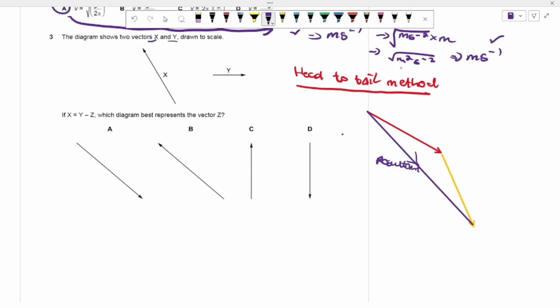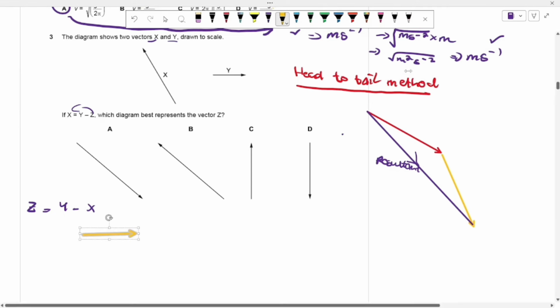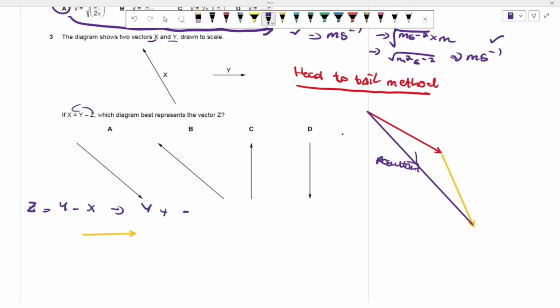So here we want to find z. I know that z is going to be equal to, if I put z on the other side, y minus x. So it means that if I have vector y which is going in this direction, I'm going to represent vector y like so. But I have vector negative x, because this can also be expressed as y plus negative x. If you think about it, it is basically the same vector just expressed in a different way. So negative x should be pointing down, since they're opposite in direction.